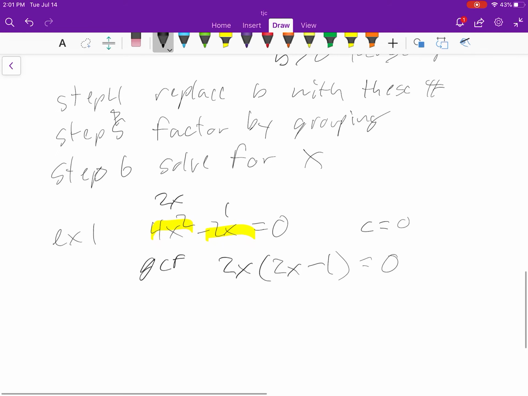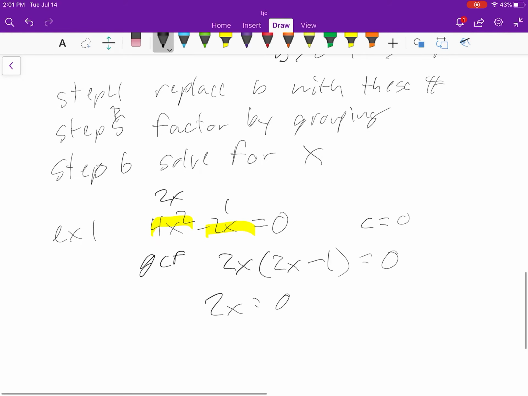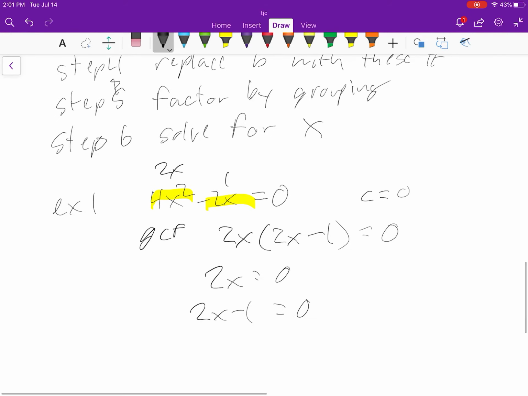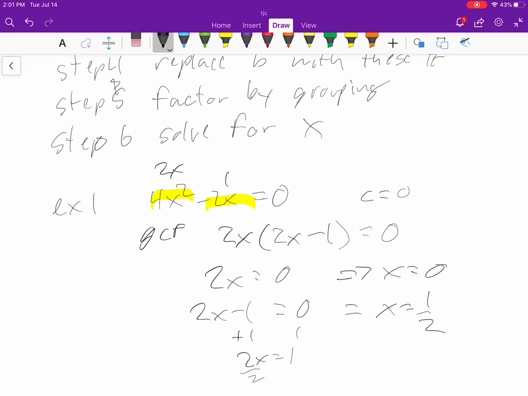Now we just solve each of these individually for x. So you have 2x equals 0, and then 2x minus 1 equals 0. The top one here is x equals 0. The bottom one here is x equals 1/2 when you solve them. So here you add 1 to both sides, then divide both sides by 2, and you get 1/2. So that's your first example. That's why we always start with the GCF.